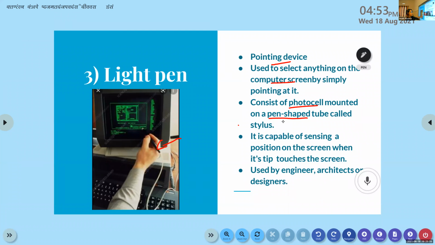So it is a pointing device using which we can select, isn't it? It consists of a photo cell which has been mounted on a pen-shaped tube, which is known as stylus. It is capable of sensing a position on the screen when its tip touches the screen. Okay. Is that clear?